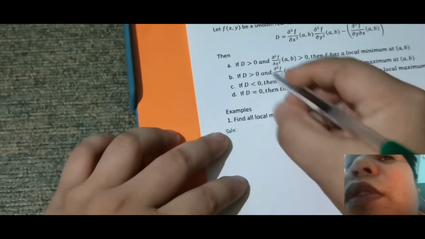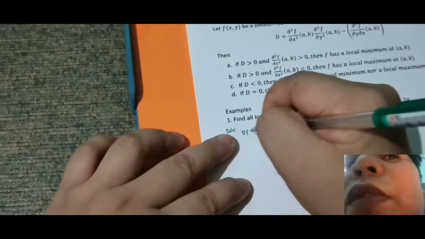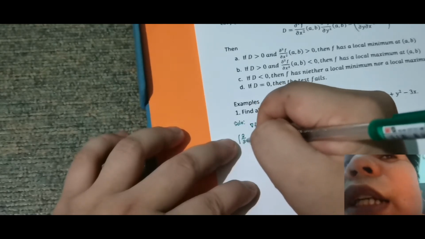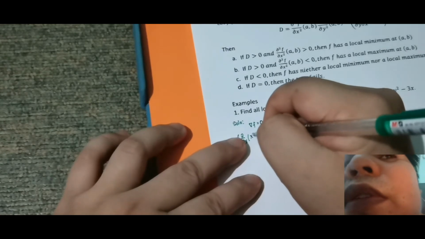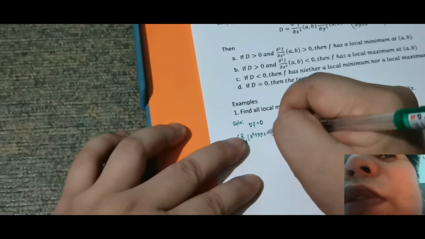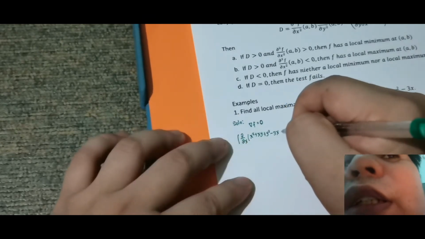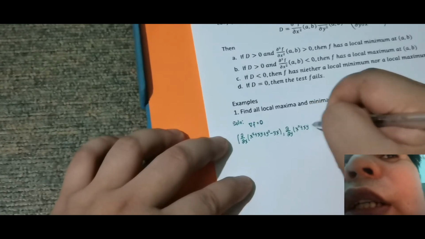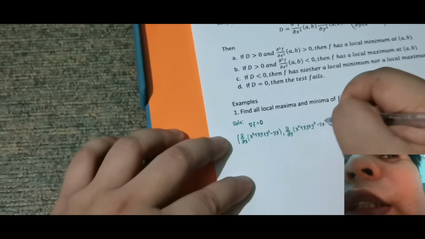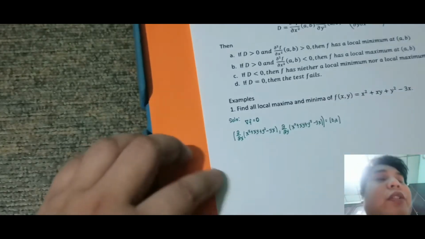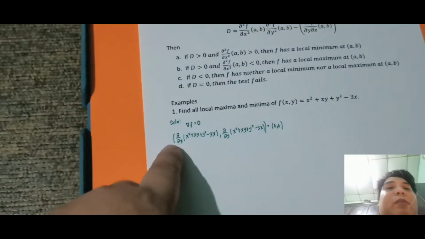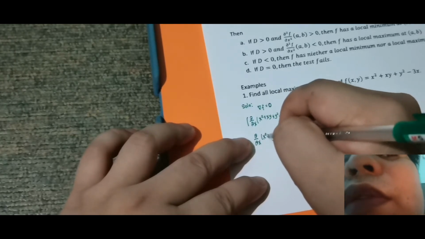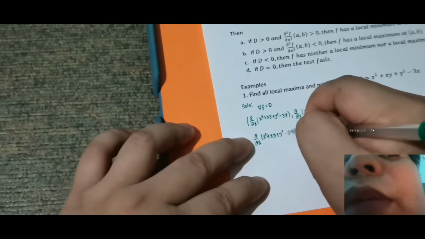Ito yung solution. Okay, so for critical points, we all know that the del of f is equal sa 0 vector. Okay, and we all know that the del of f is just equal sa partial derivative with respect sa x nung function natin, which is x squared plus xy plus y squared minus 3x, comma partial derivative with respect sa y nung x squared plus xy plus y squared minus 3x, is equal to 0, 0. Okay, so we have two partial derivatives. Una is partial derivative of f with respect sa x, nung x squared plus xy plus y squared minus 3x is equal to 0.